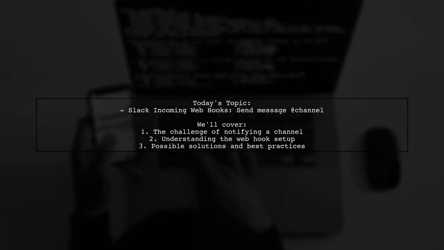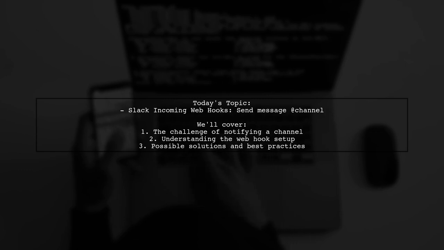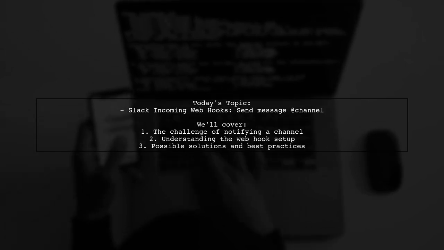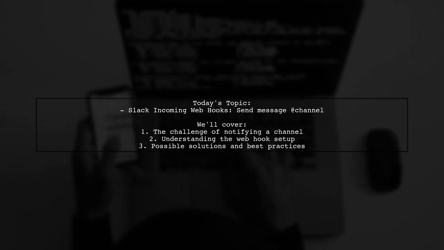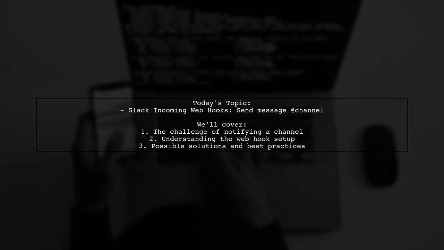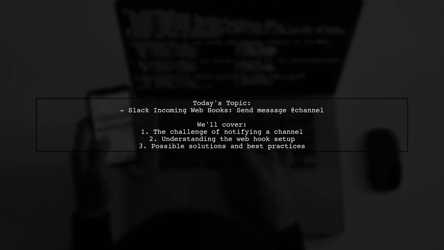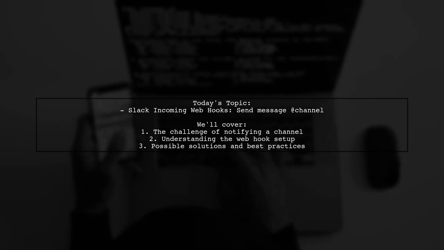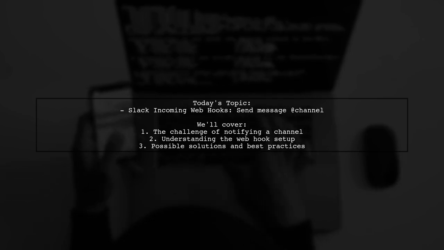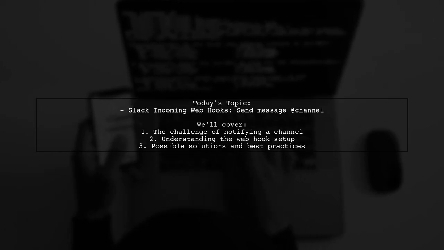Today, we're tackling a question that many Slack users encounter while working with the Slack API. Our viewer is trying to send a channel-wide message at a specific time using Slack's incoming webhooks. They've set up their webhook and have the code ready, but they're facing a challenge. When they attempt to notify everyone in the channel using @channel, it appears as plain text instead of a clickable mention. Let's dive into the details and see how we can solve this issue together.